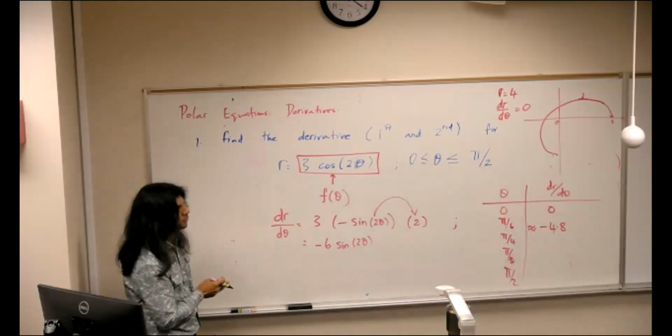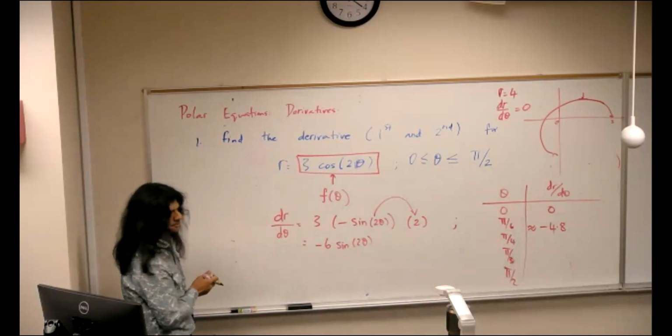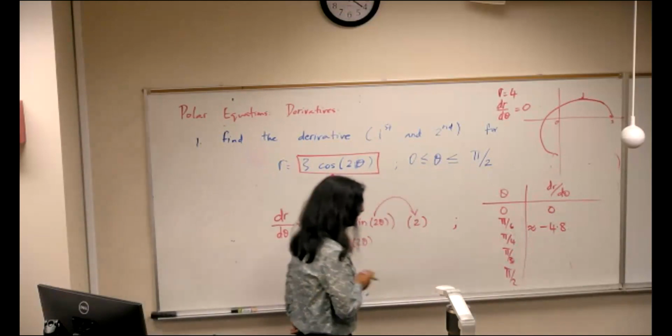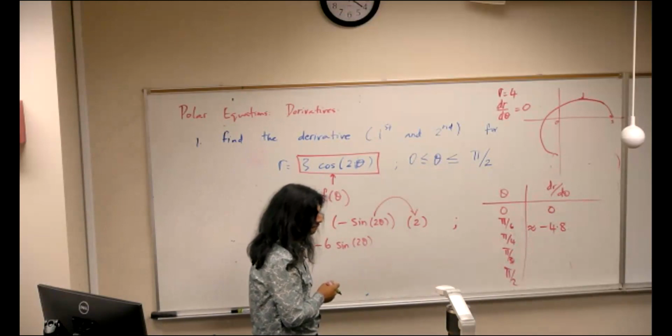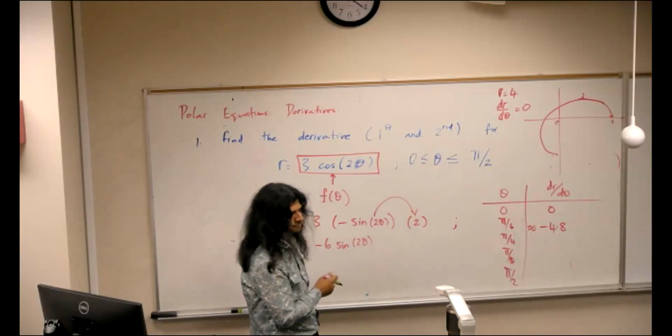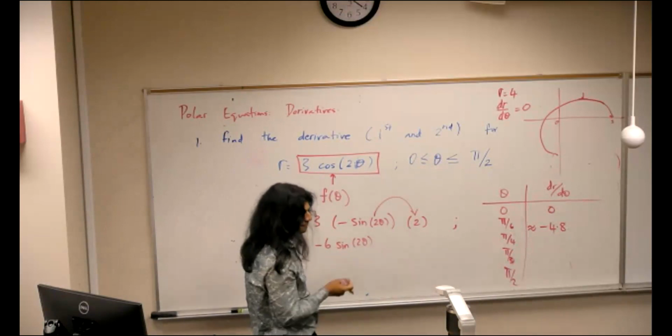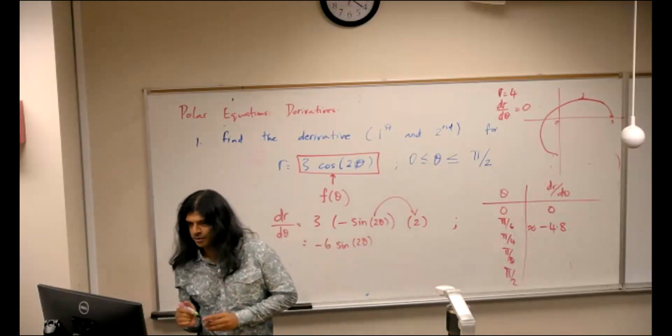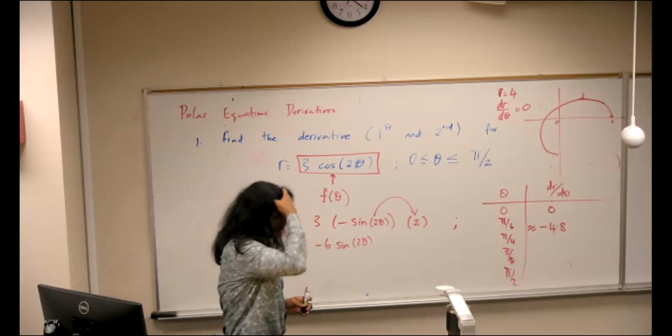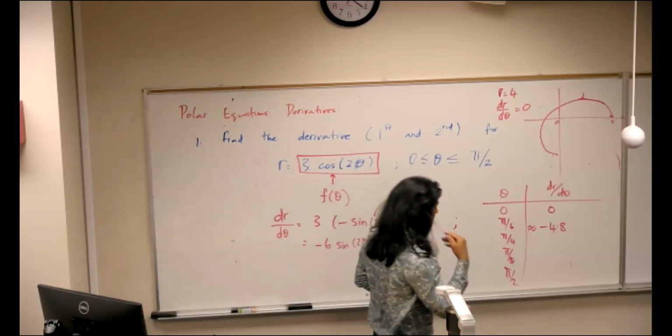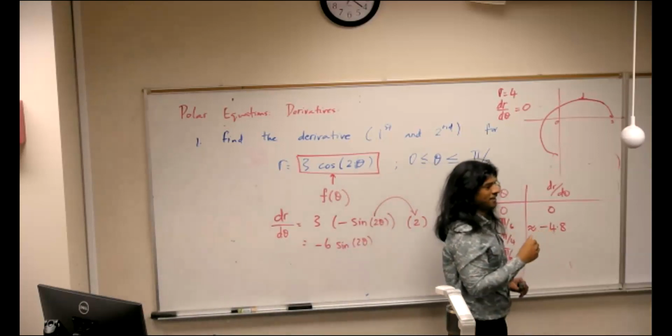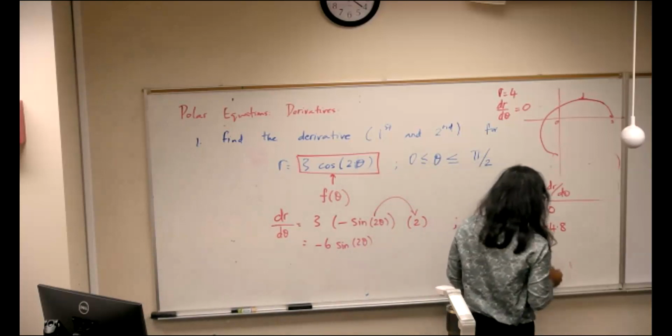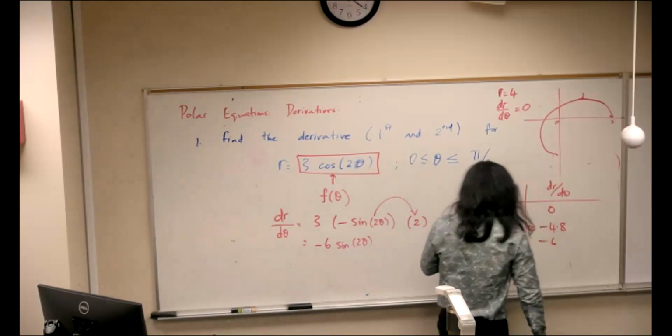If you put pi over 4, what would you get? That's easy. 2 times pi over 4 is pi over 2. What is sine pi over 2? 90 degrees, so it's 1. Negative 6 times 1, negative 6.